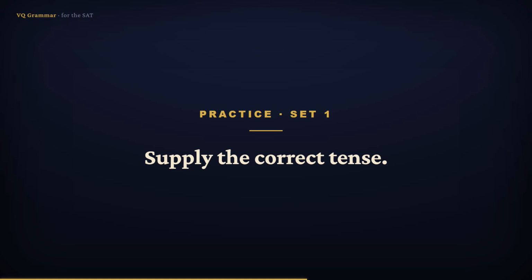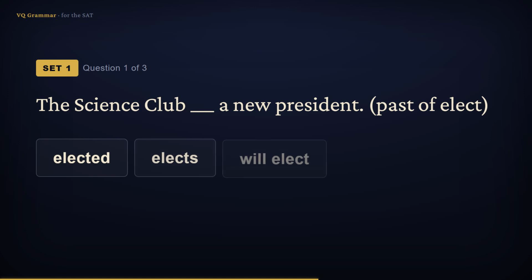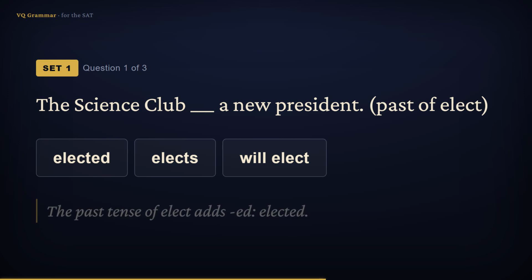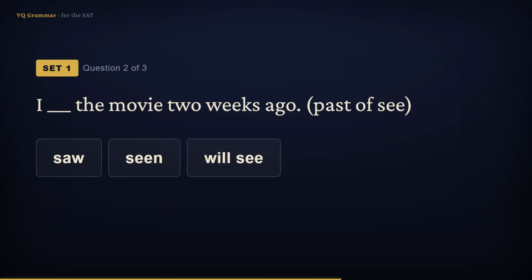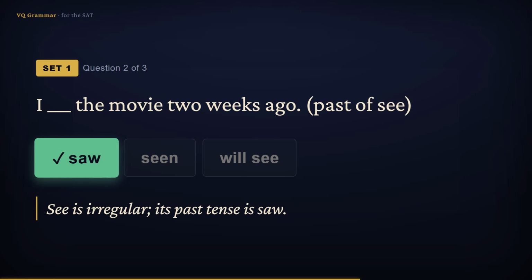Let's practice. Choose the form that fits the tense in parentheses. Pause and try before I answer. The Science Club blank a new president. Past tense of elect. Elect is regular, so add ed. Elected. So the answer is elected. I blank the movie 2 weeks ago. Past tense of see. See is irregular, and its past form is saw, not seen, which needs a helper. So the answer is saw.